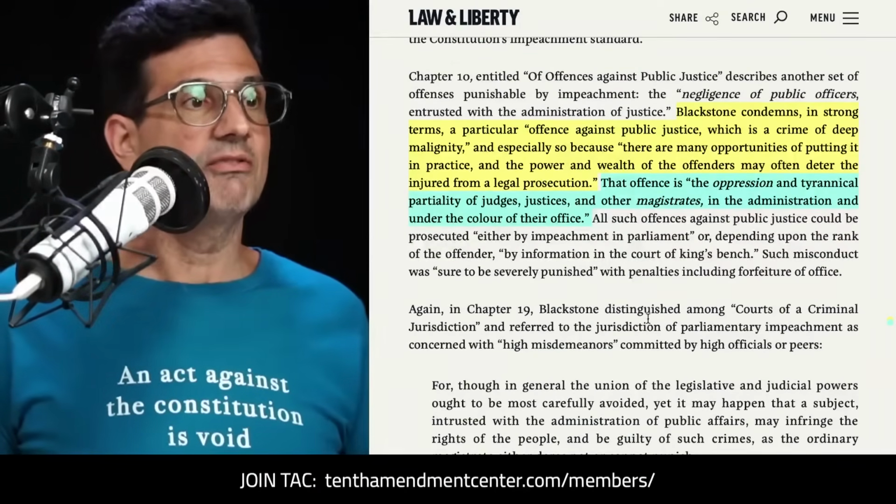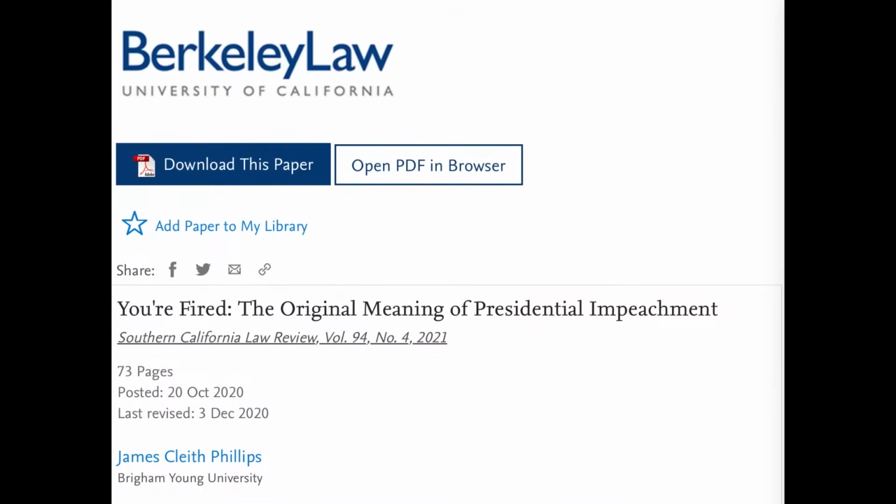Now, there was a very, very long pattern of the British using this power purely for political offenses. They did use it for criminal ones as well. And I've got a law review paper, You're Fired, the original meaning of presidential impeachment, up on the screen here. This is going to be linked to in the show notes. I'll mention that again in just a moment.